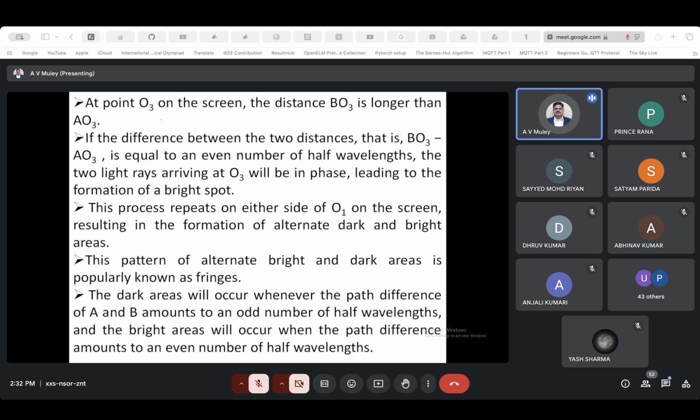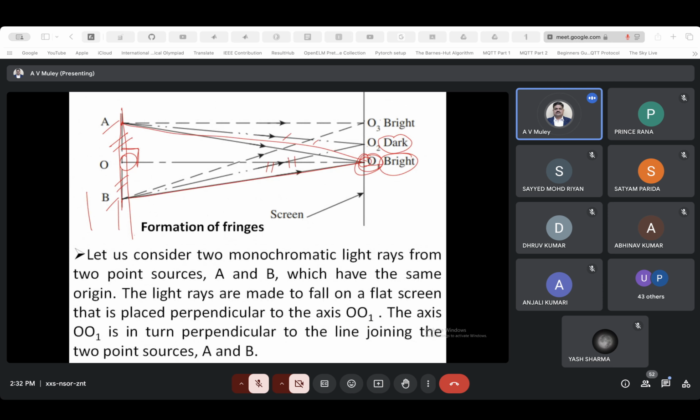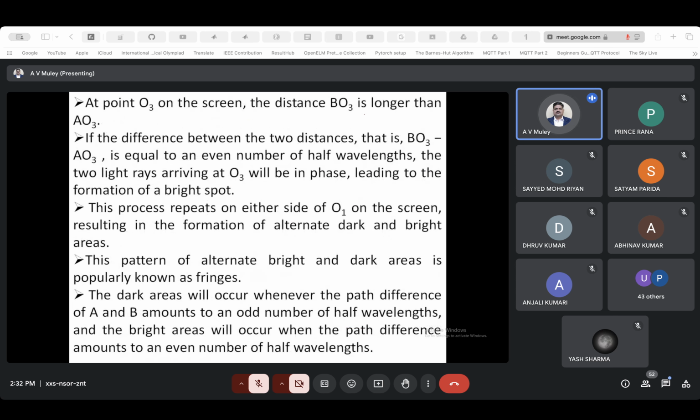So look at another case over here. उसके बाद क्या होगा? At point O3 on the screen the distance BO3 is longer than the AO3. अब यहाँ आते दोबारा से, अब ये longer है ये छोटा है, ठीक है ना, ये BO3 है ये AO3 है, ठीक है. अब इसमें दोबारा क्या हो रहा है? If the difference between the two distances that is BO3 and AO3 is equal to an even number of half wavelengths, ठीक है ना, मतलब even number of half wavelength, अगर मान लो इस तरह से condition आती है, the two light rays arriving at O3 will be in phase leading to the formation of a bright spot.